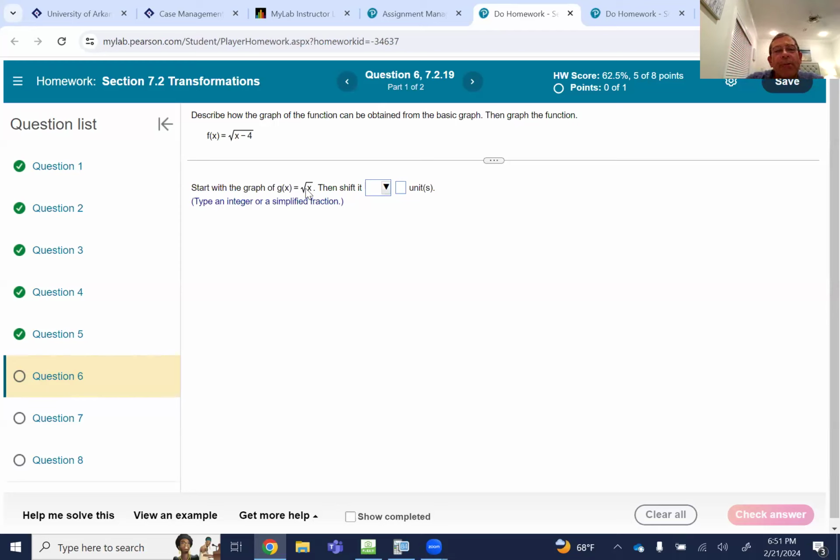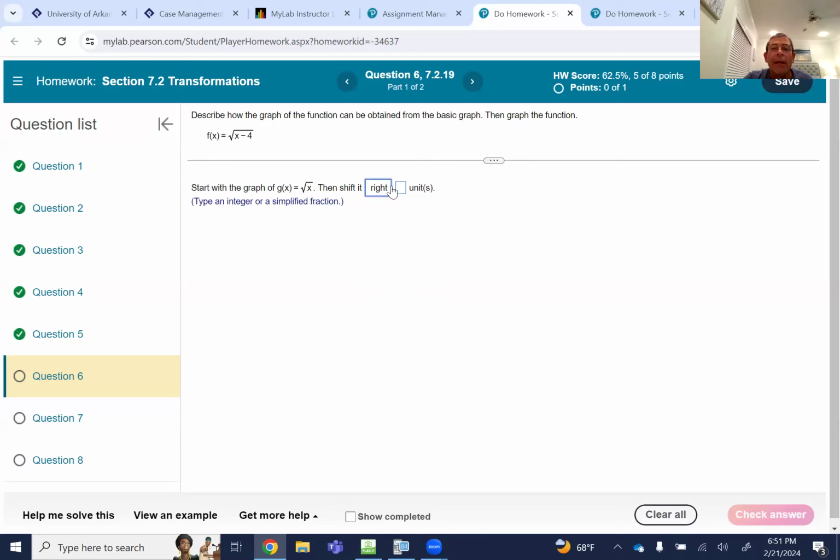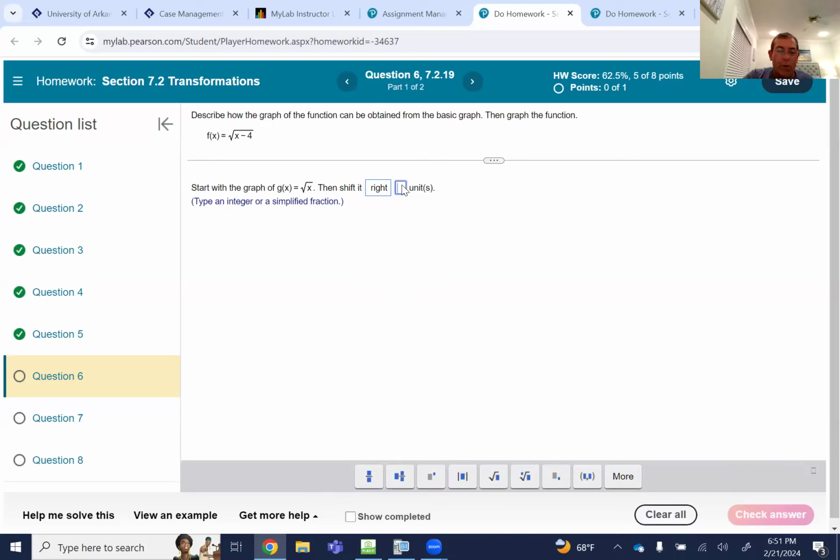Now it's telling me I'm starting with the square root of x. So what I got to figure out is that -4 taking me down, left, right, or up. Now remember, it's like it's in parentheses, okay? Right. Oh, good job. It's going to go right because we're subtracting. And then that'll be 4 units. Okay.